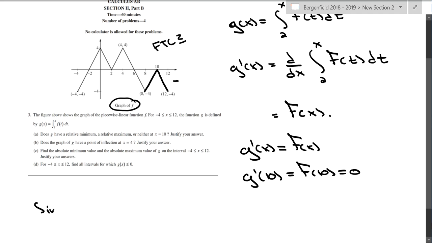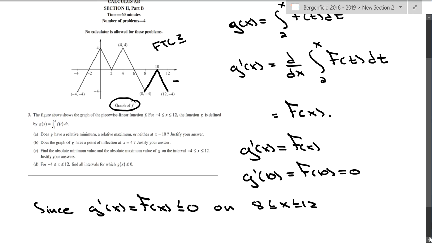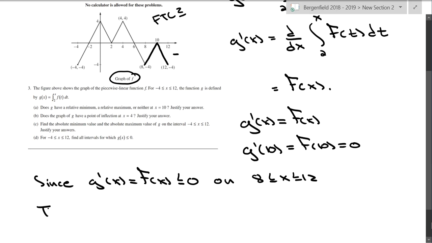So since g prime of x, which equals f of x, is less than or equal to 0 on 8 to 12, there is no relative max or min. Okay, there you go. That's part A.